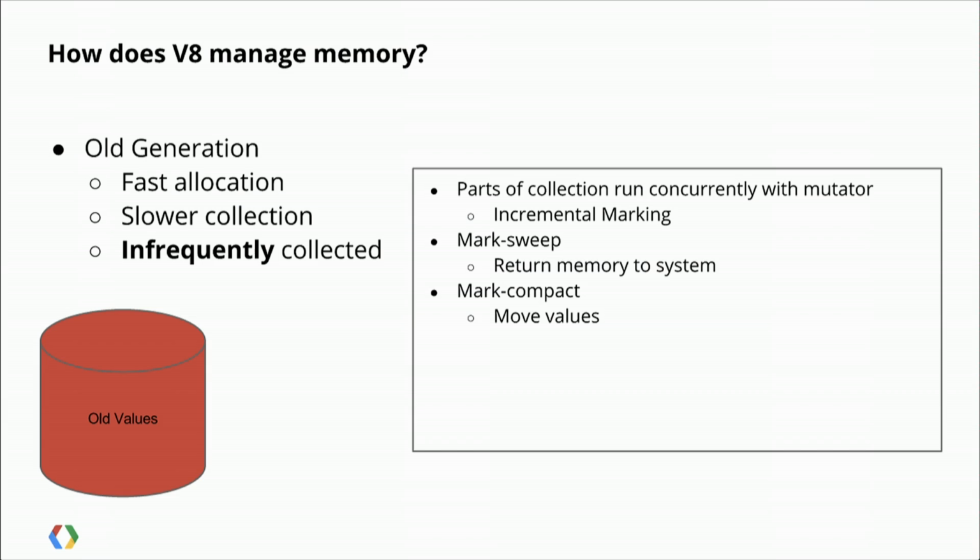In contrast, the old generation offers fast allocation, but the collection is much slower. The good thing is that it's very infrequently collected, and some of the old generation's collection occurs in parallel with your page's execution. Whereas a young generation collection is really just everything is stopped, the collection occurs, and then your page resumes. Old generation mixes a little bit of collection with your page's execution. So I want to focus mostly on young generation because this is where you're going to feel the pain inside your application, and it's going to happen fairly regularly.